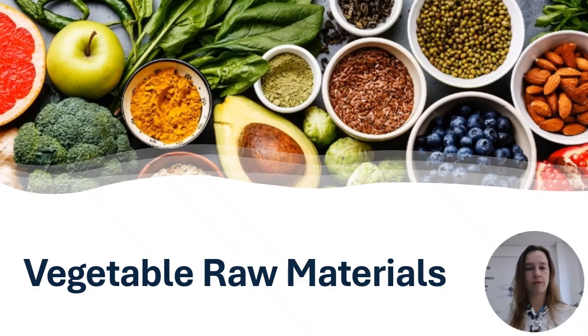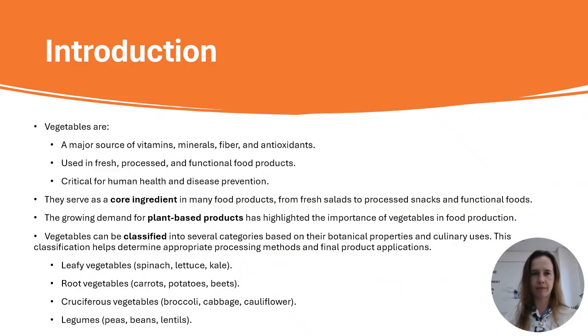So, the vegetables are major sources of vitamins, minerals, fibers, and antioxidants. They are used fresh, processed, and as functional food products. And they are critical for human health and disease prevention. That's what people say, but what do you know about that? Each vegetable, each legume, each vegetable cereal has its own unique composition.